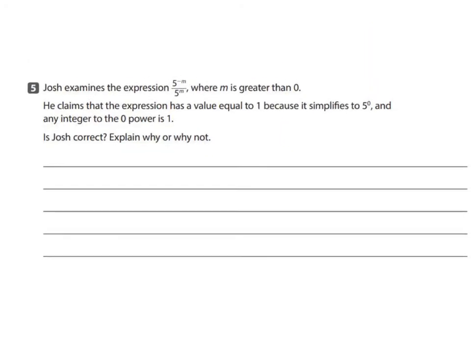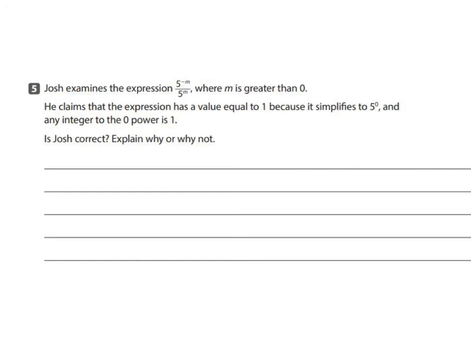And the last one, this student examines this expression and he knows m is greater than 0. So that would mean positive integers like 1, 2, 3, 4, etc. It could be decimals, but we're not going to deal with decimals. We're just going to use whole numbers. So he claims the expression has a value equal to 1 because it simplifies to 5 to the 0, and any integer to the 0 power is 1. So all we have to do is prove whether he's right or wrong.